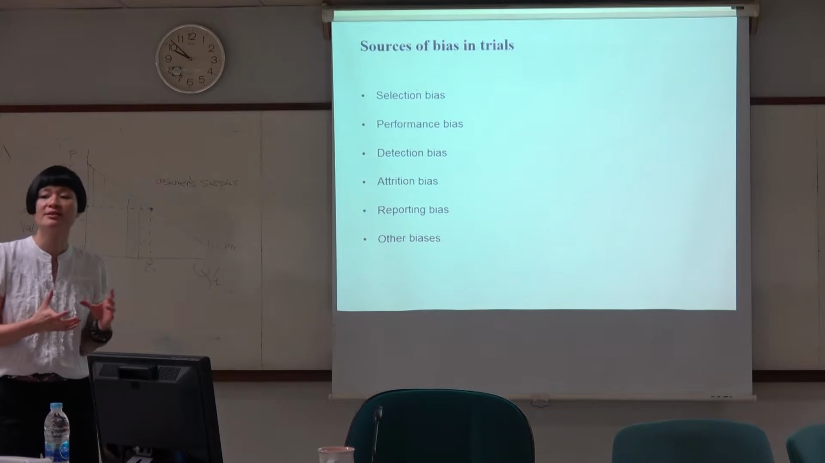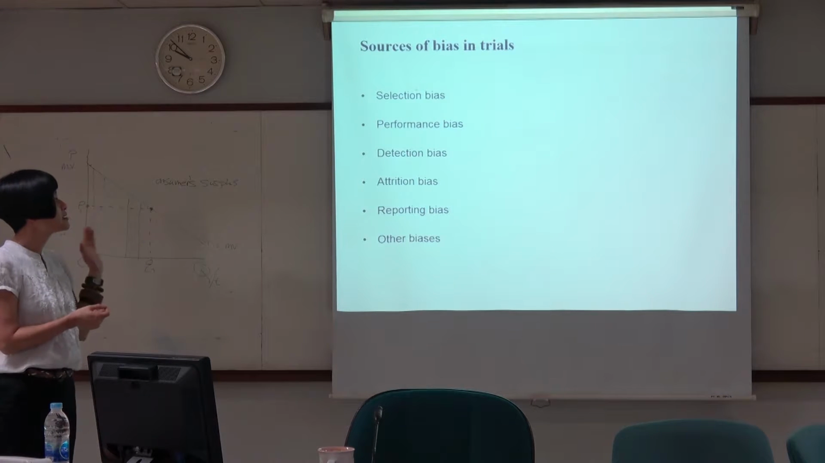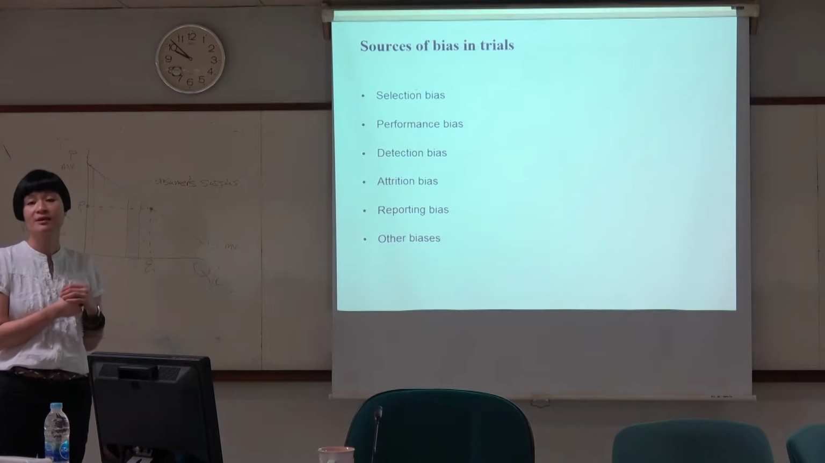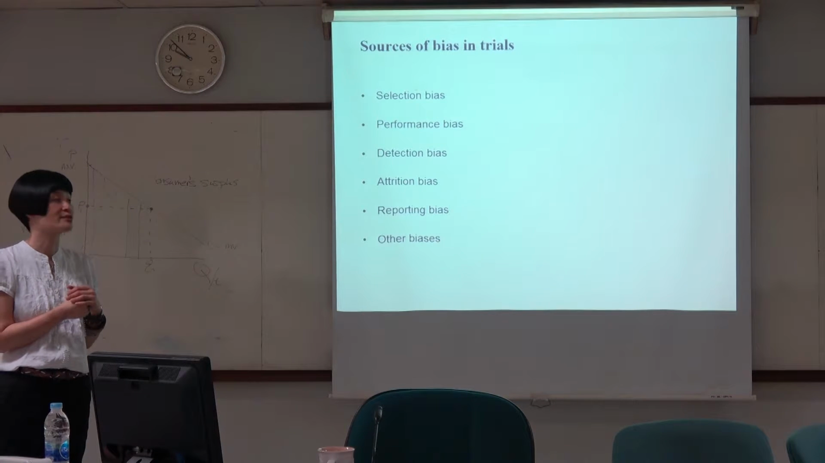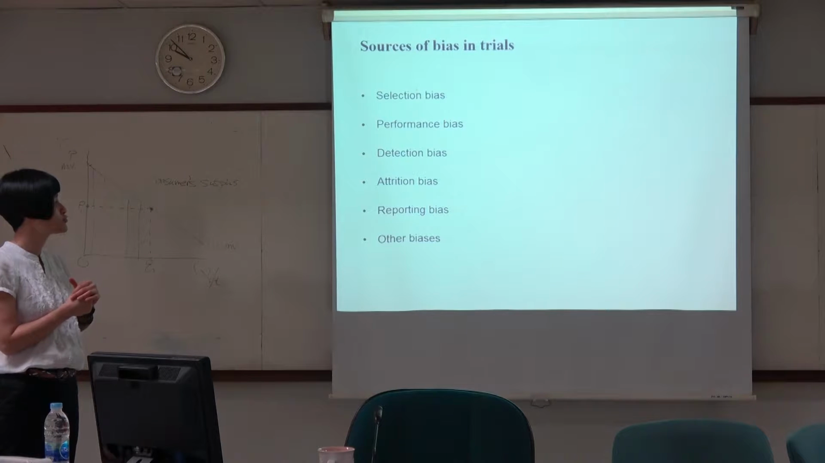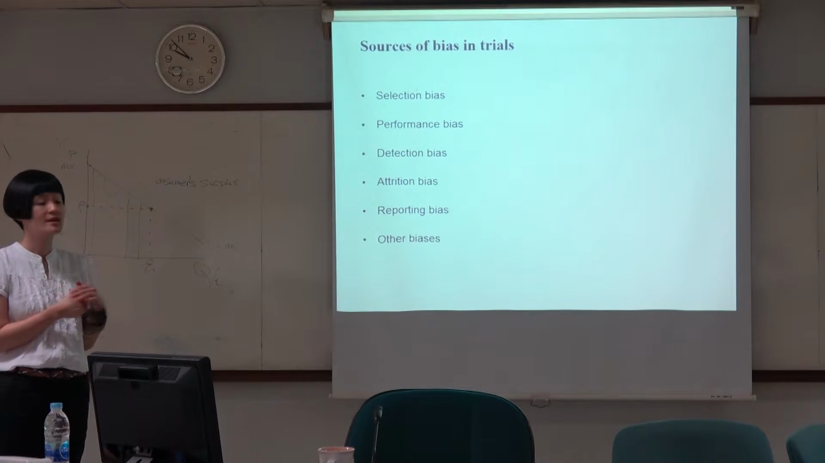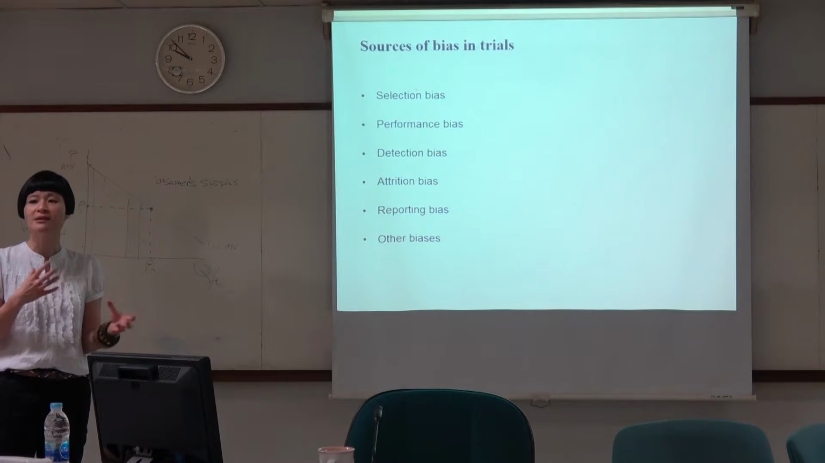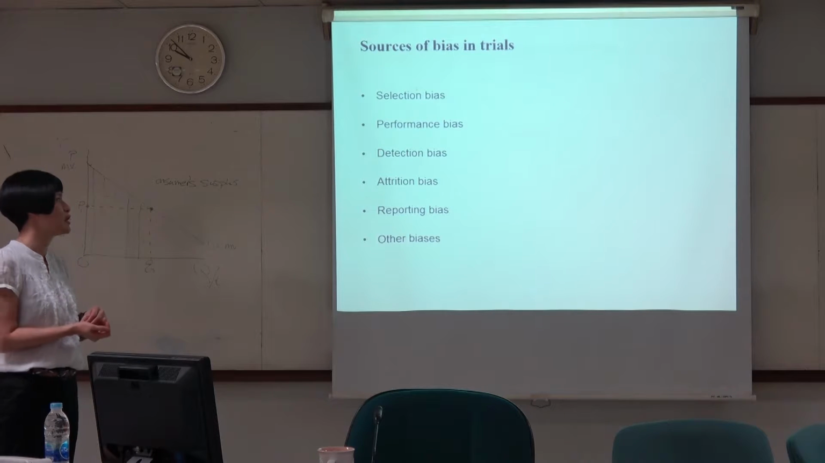So if you think about randomized controlled trials, these are the sources of bias that we're looking for when we're assessing risk of bias: selection, performance, detection, attrition, and reporting bias. And there may be other types of bias depending on the specific trial design.